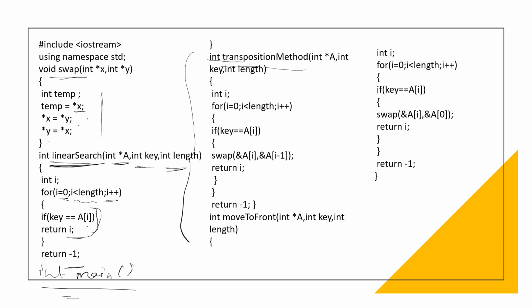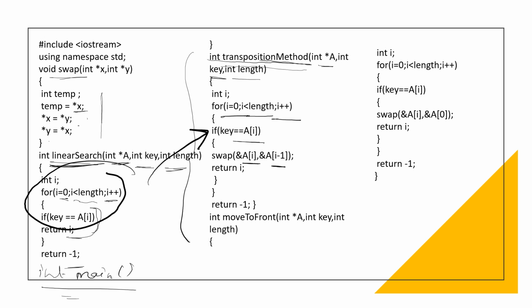Over here in this code, we are using the transposition method. This method is also pretty similar. So we have our pointer a, then we have the key value and then the length. Then this same block is repeated here: for i equal to 0, while i is less than the length, i keeps incrementing. But over here, if the value at i is equal to the key value, then it swaps i with the (i minus 1)th value and then returns i.